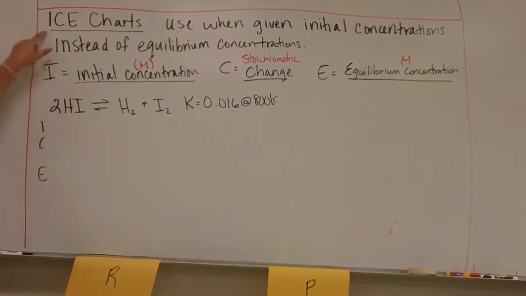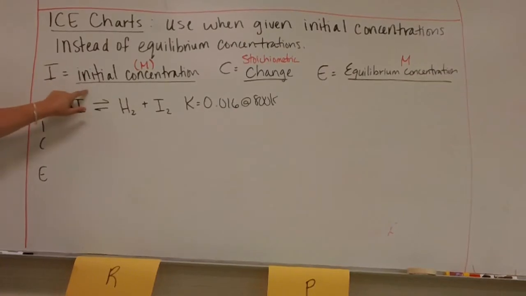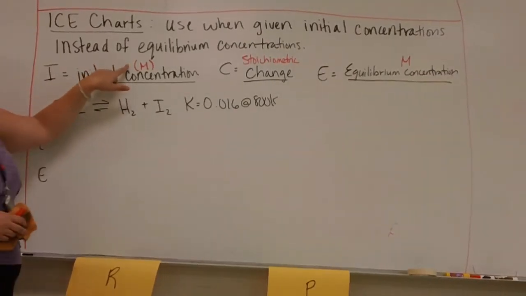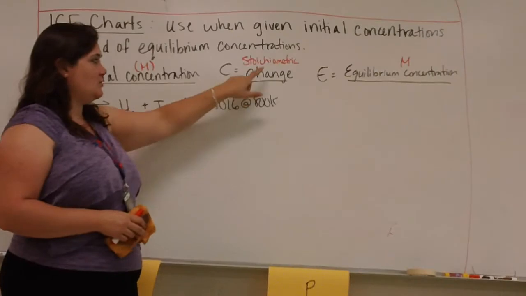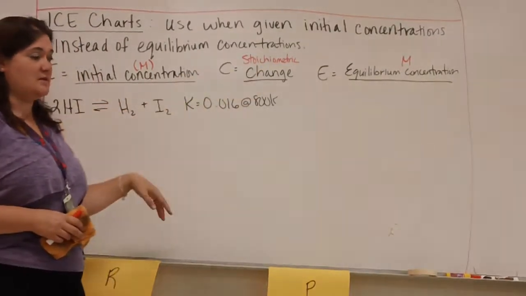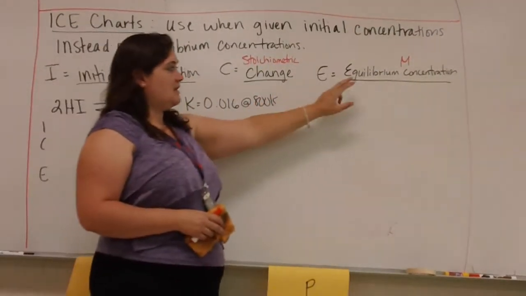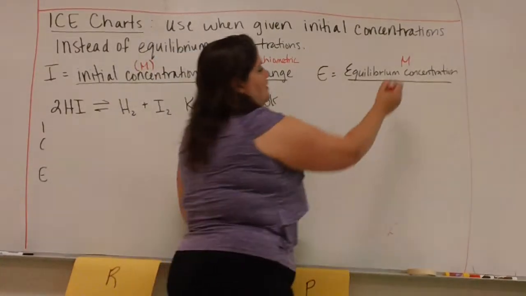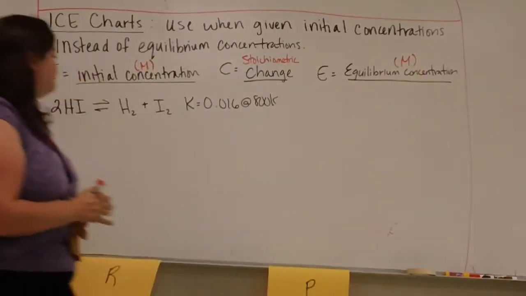And so ICE is an acronym which stands for initial concentration, which has to be in molarity. C is the change, which is a stoichiometric change based on the balanced equation. And then E stands for equilibrium, which also has to be in molarity.